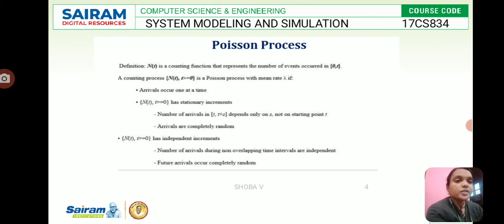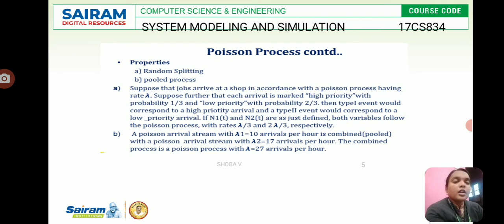So a Poisson process is a countably infinite or uncountably infinite set of arrivals during the time interval (0, t), and we have two increments. One is stationary increments and another one is independent increments. Both have a similarity: arrivals are completely random. The only difference is that stationary is a dependent one, and independent is an independent one. Now we'll see the Poisson process.